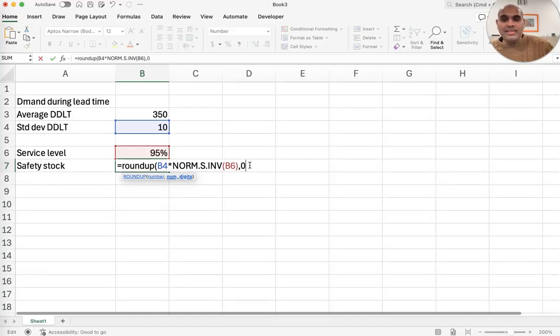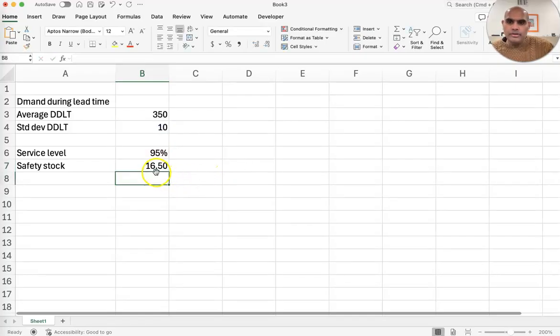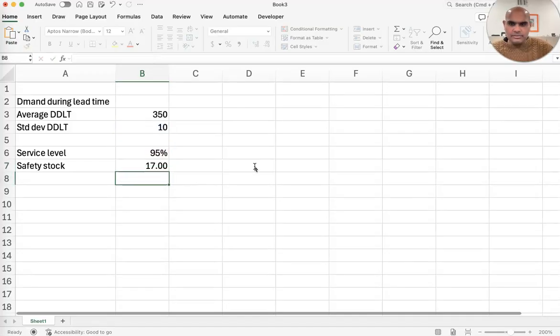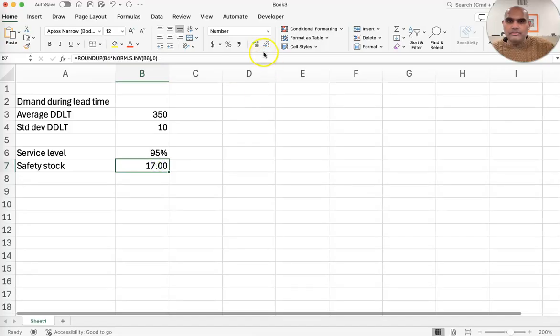Why comma 0? Because that's the number of decimal places you want to round to. If I said comma 1, then this formula will round it up to the first decimal place. But instead, I do not want any decimal places, and the reason for this is we are looking at kits. If you're looking at kits, half a kit doesn't make sense. So your safety stock is 70.